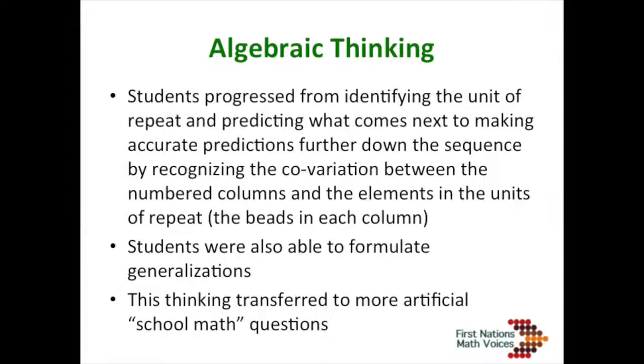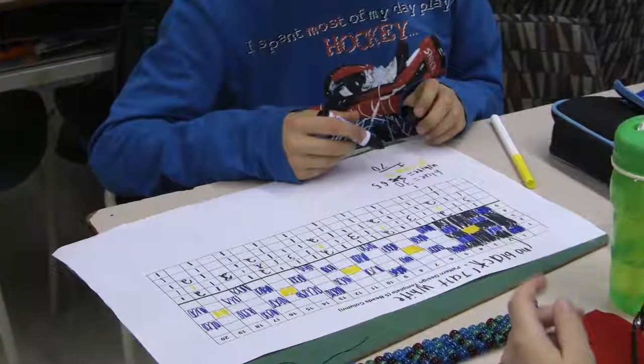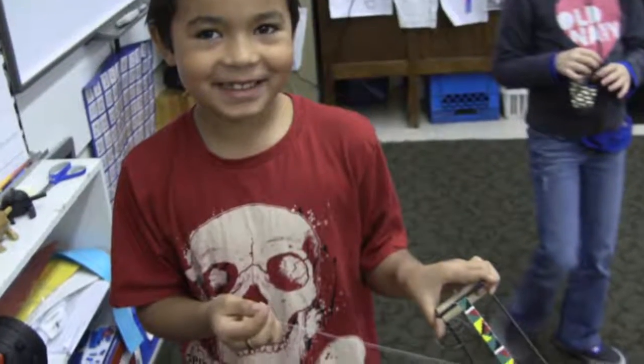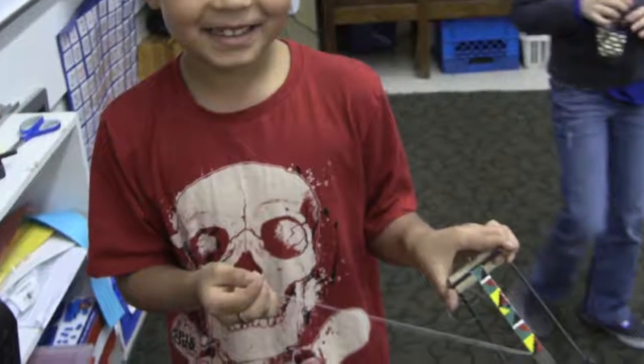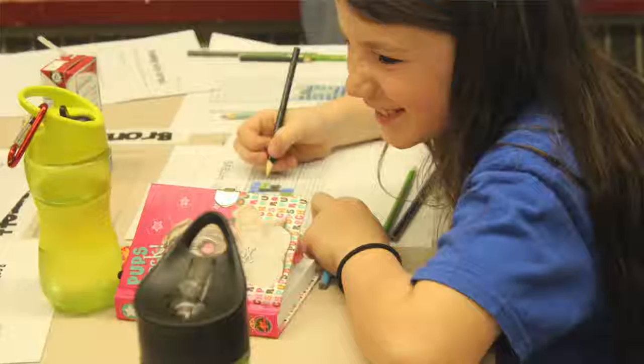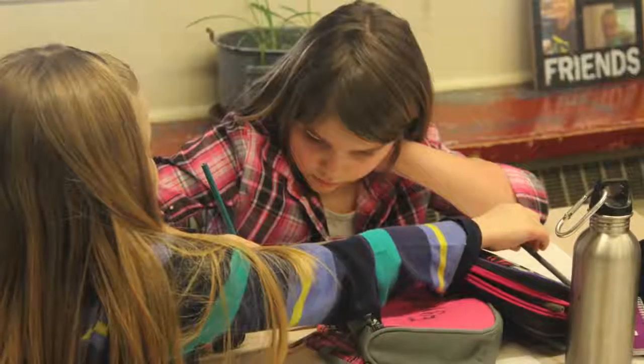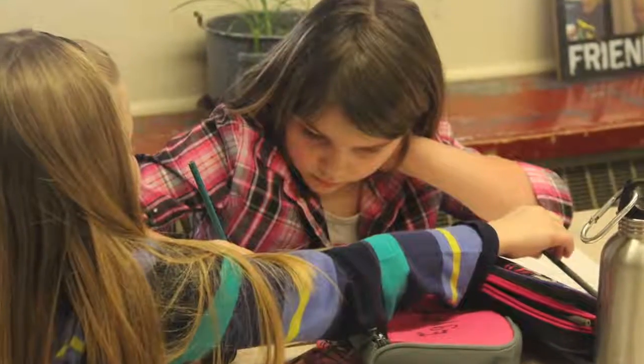In our study, students were introduced to more complex repeating patterns that were made up of 2-dimensional pattern cores, columns and rows. Copying, designing, and creating the patterns with beads on a loom supported students to analyze the complex structure of the pattern. The focus of the analysis went beyond identifying the unit of repeat and predicting what comes next, to being able to use the structure of the pattern to make accurate predictions further down the sequence.